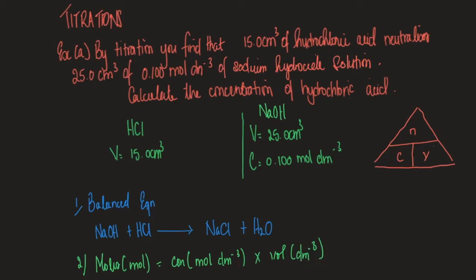Now, before we plug in these values here, you can see that the volume here is in cubic decimeters, while the volume here is in cubic centimeters. Now, when we're doing these types of calculations, we always use the volume, unless specified otherwise, in cubic decimeters. So what we need to do is to convert this volume here into cubic decimeters, and that is simply done by dividing this volume by 1,000. So instead of 25, we get 0.025 cubic decimeters. So now we can go ahead and plug in the values.